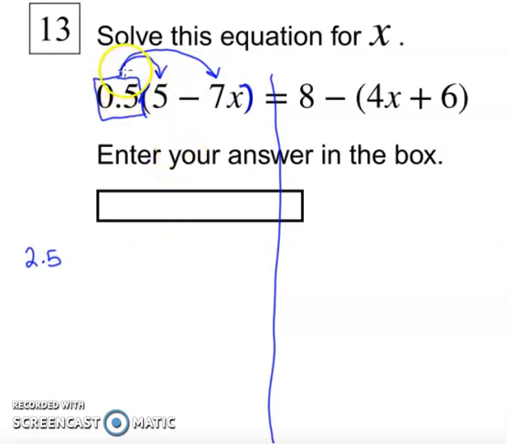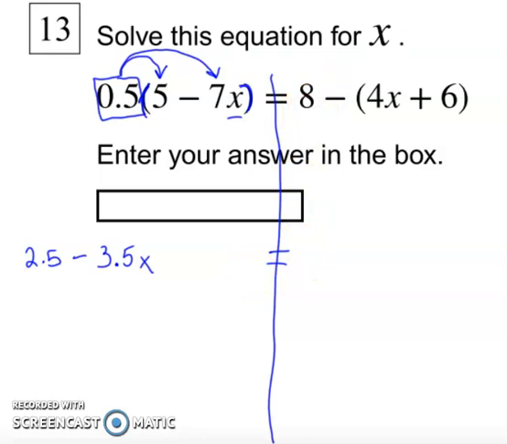And then 0.5 times negative 7x. Remember here, this negative, you have to include it. So this number is going to be a negative number. So it's going to be minus, and half, or 0.5 of 7 is 3.5. So 3.5x. Don't forget your x here. You have your x still. And then all that is equal to, and so we have 8 here.